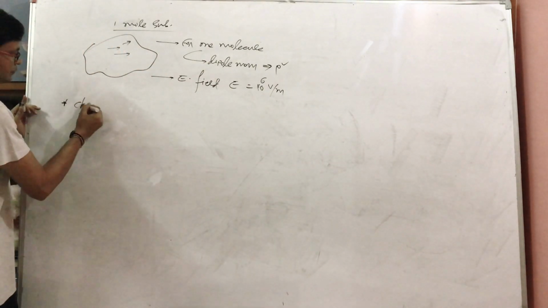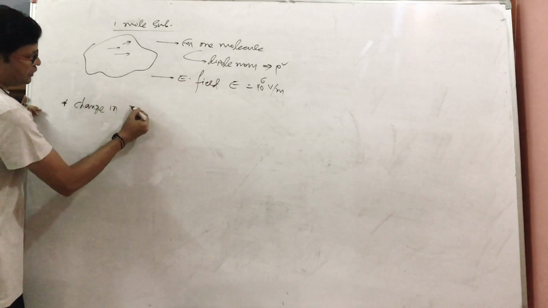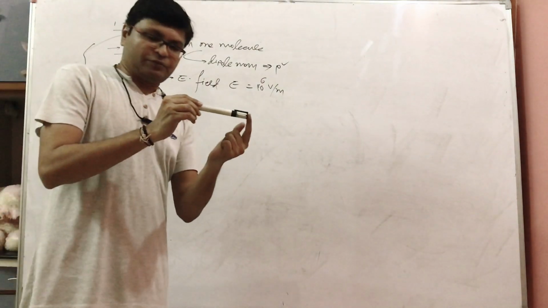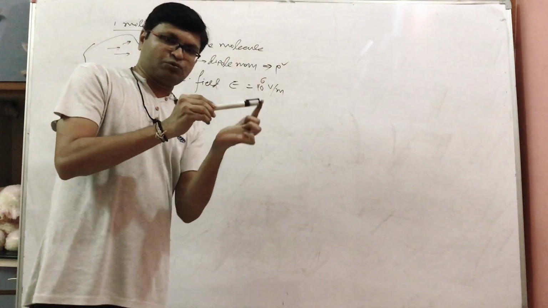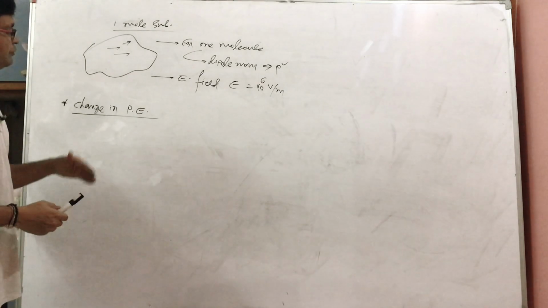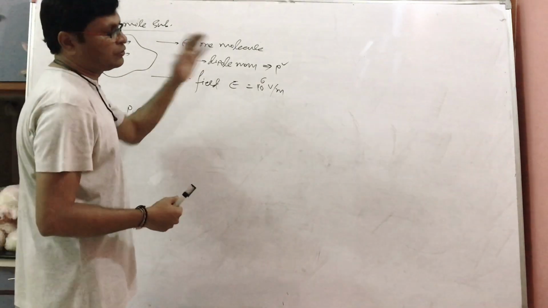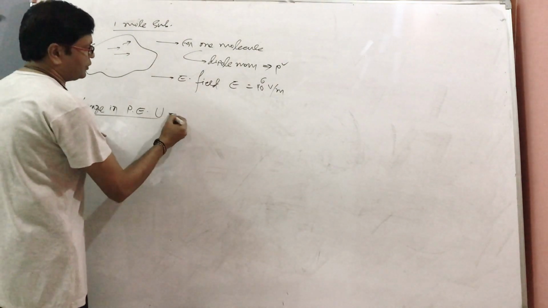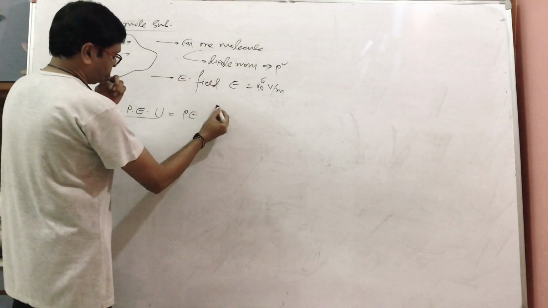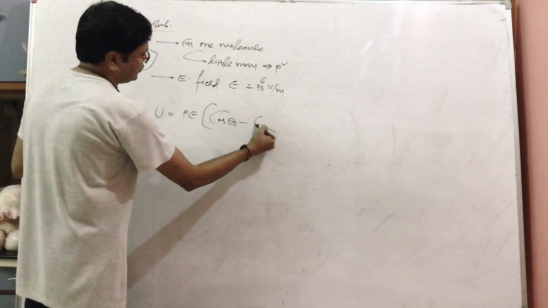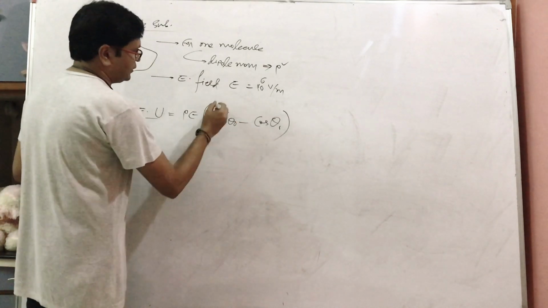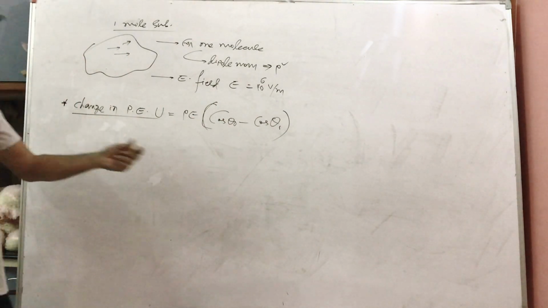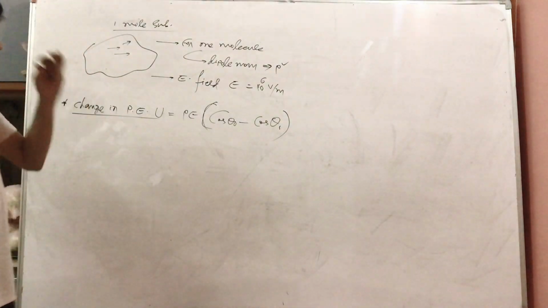The potential energy changes whenever this dipole gets deflected from 0 to 60 degree, and this change in potential energy is converted into heat energy. So the change in potential energy, U, is equal to PE into cos theta 0 minus cos theta 1. You know that very well. This is the formula, and theta 0 is the initial position and theta 1 is the final position.